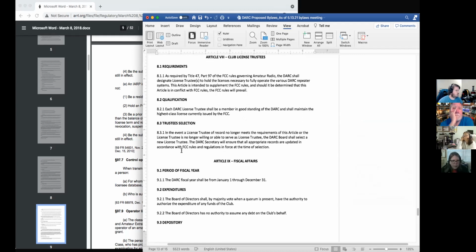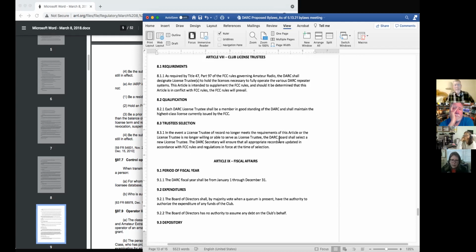So 8.3.1, in the event a licensed trustee of record no longer meets the requirements of this article or the licensed trustee is no longer willing or able to serve as licensed trustee, the DARC board shall select a new licensed trustee. The DARC secretary will ensure that all appropriate records are updated in accordance with FCC rules and regulations enforced at the time of selection. I thought the president selected the trustee.